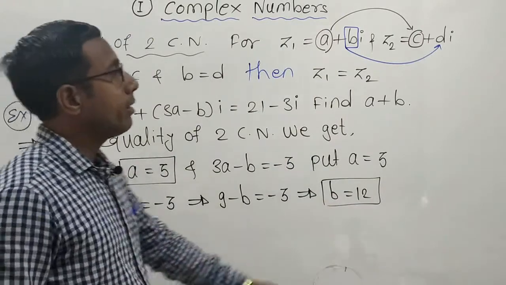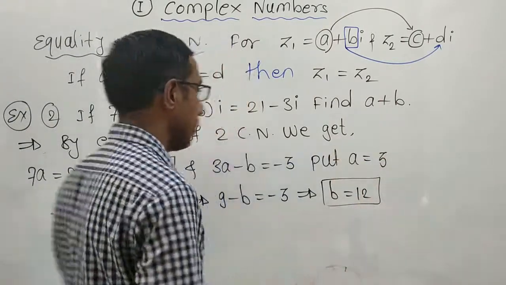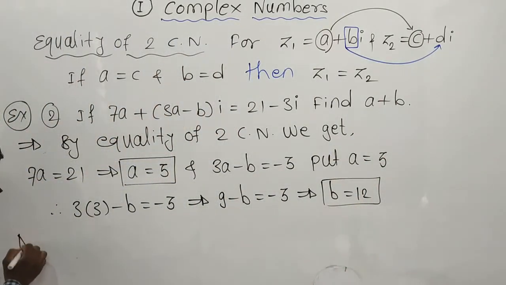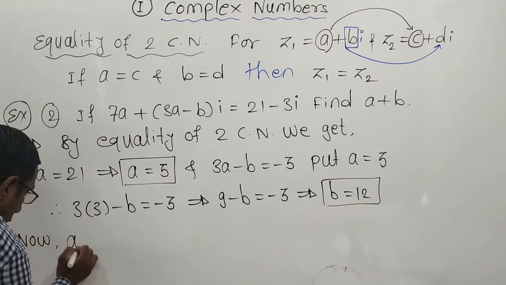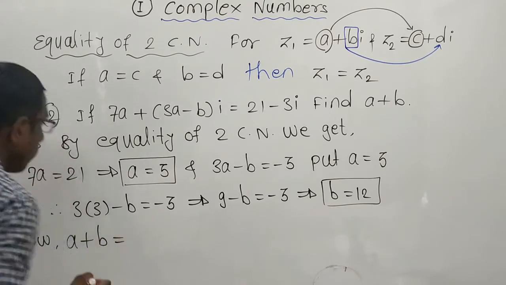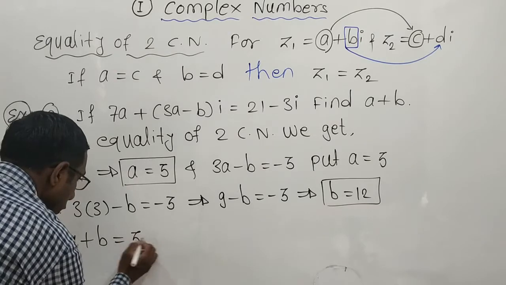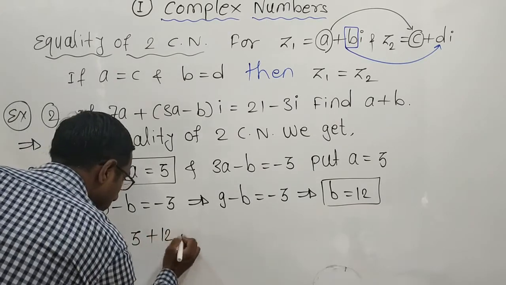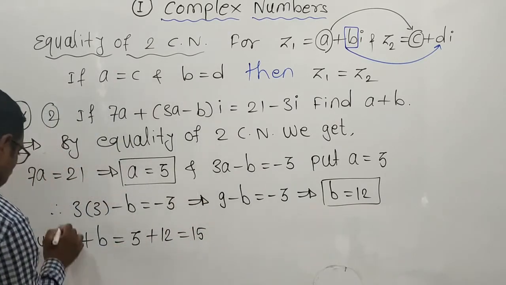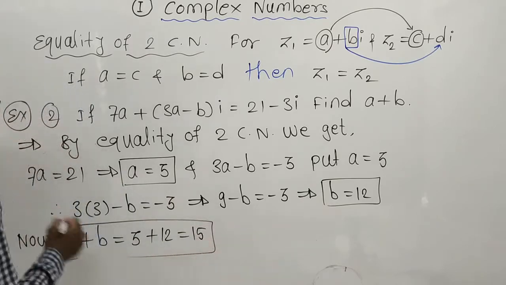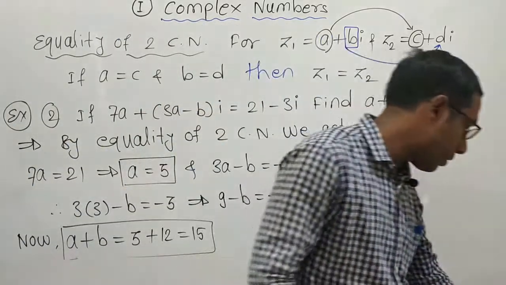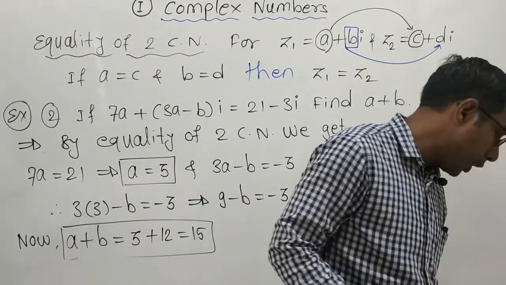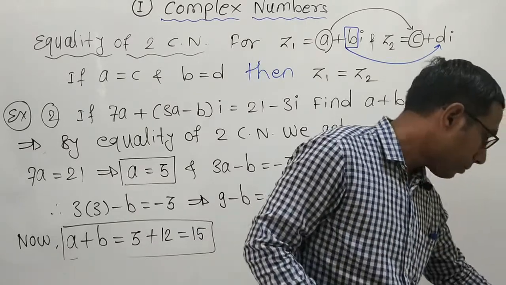What is our target? It is to find a plus b. Therefore, a plus b: what is a? It is 3. What is b? It is 12. The final answer is 15. a plus b is equal to 15. So write it fast.